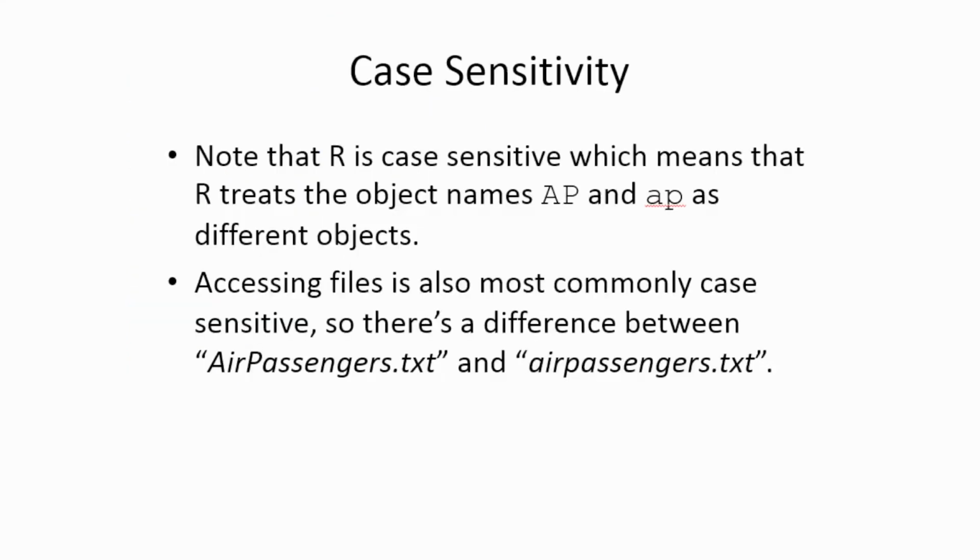Now, when you access files, I would also recommend that you try to distinguish between uppercase and lowercase letters. For example, AirPassengers.txt with A and P uppercase and airpassengers in lowercase are actually considered two different files, although in practice, some operating systems don't care. For example, Windows is case aware. It stores the file with the right case, but it does not use the case when it retrieves files. In other words, it's not case sensitive, but it's case aware.